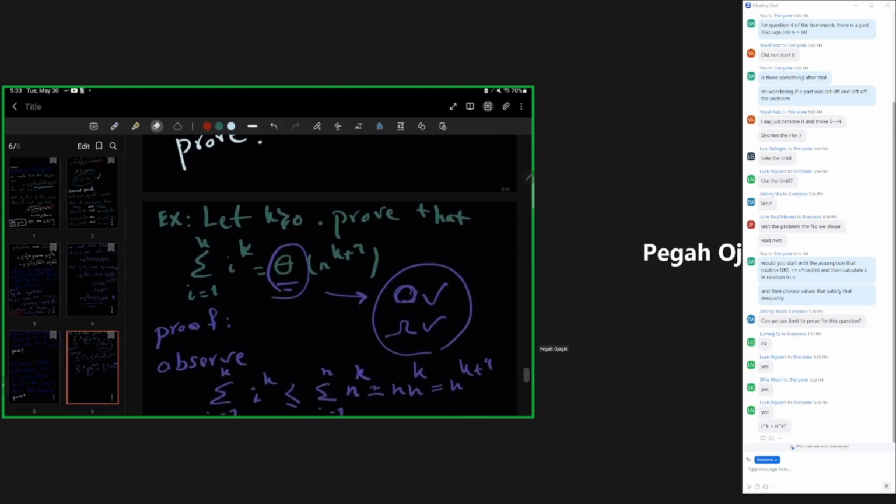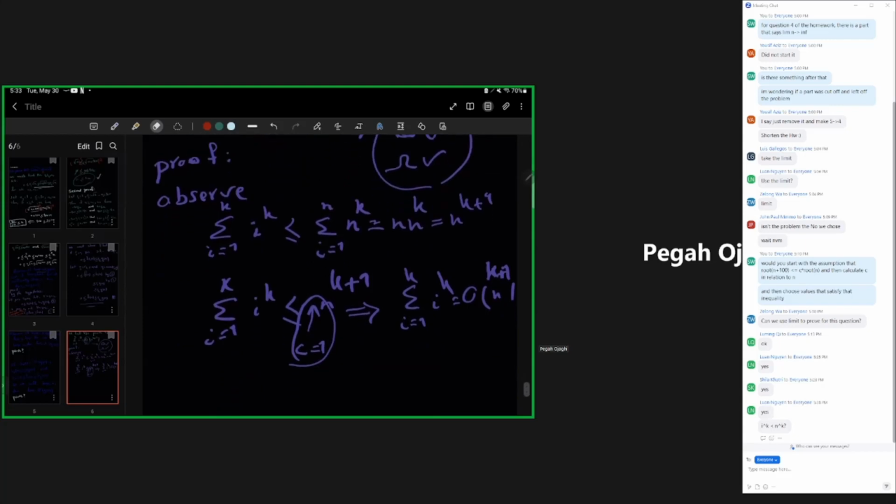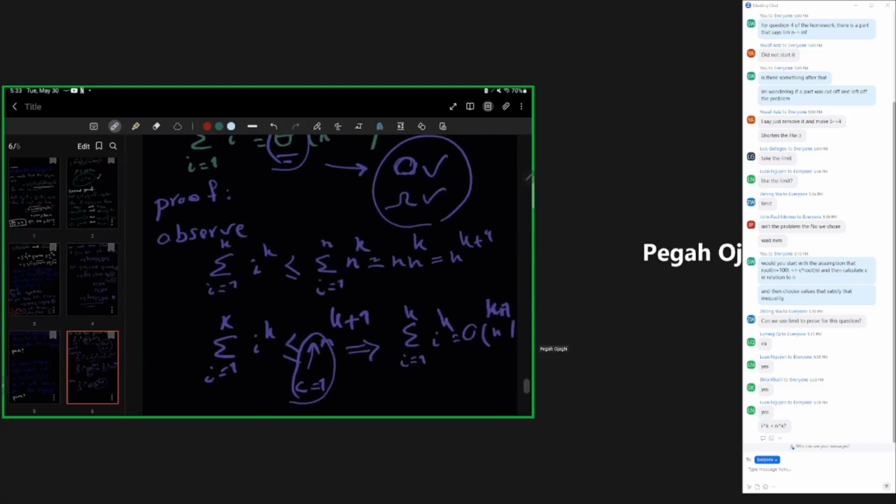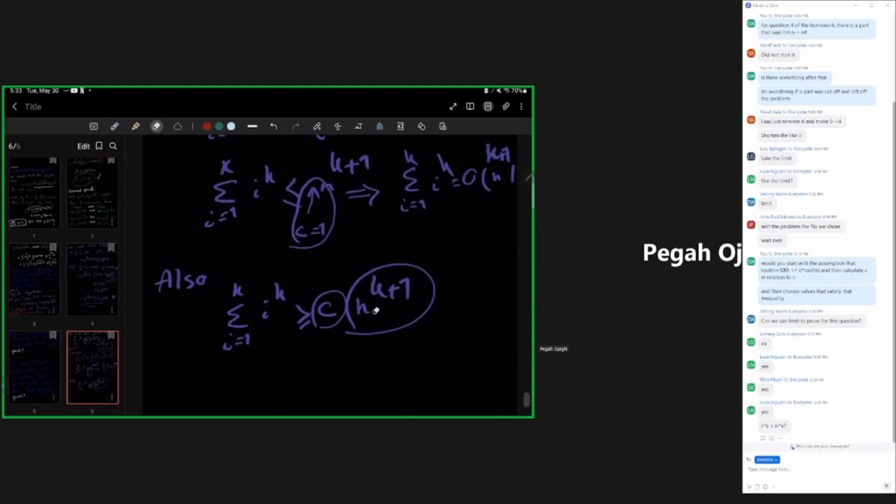Now for showing the big omega, I need to find a lower bound. Let's do something like this. We need to show the other way. I need to show this one is greater than or equal to some positive number c times n^(k+1). That is the purpose, because I want to show big omega. So I need to find this inequality. How do I find that?